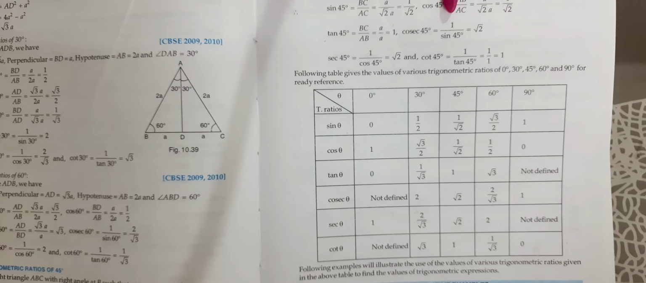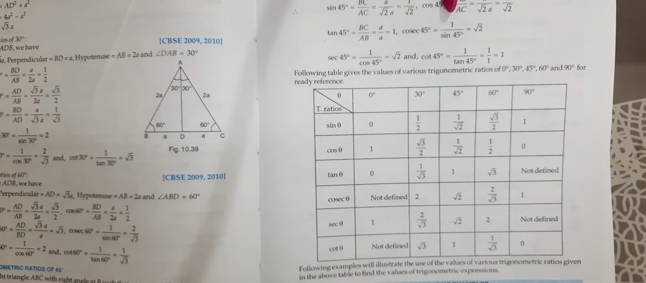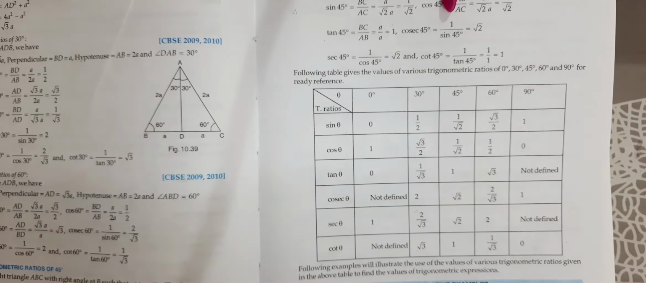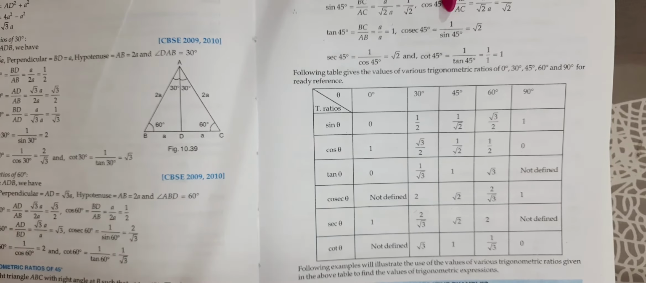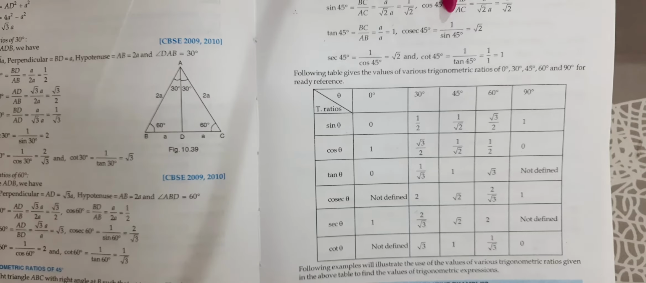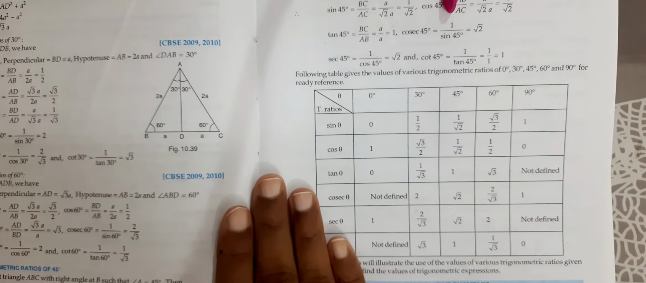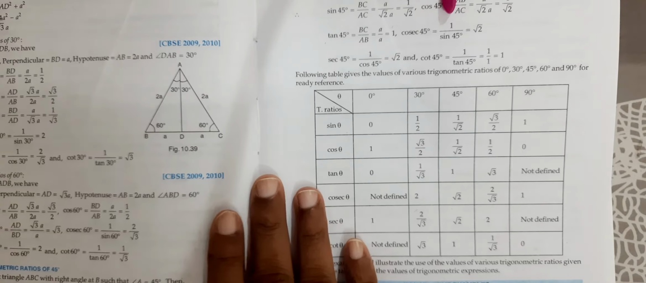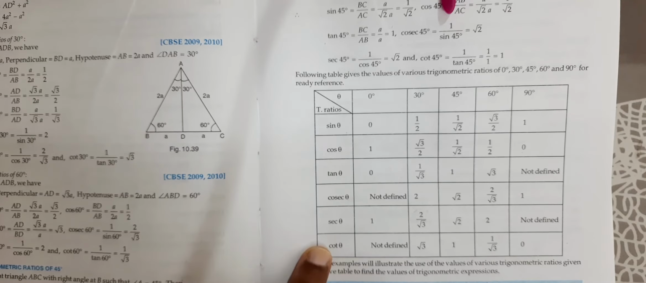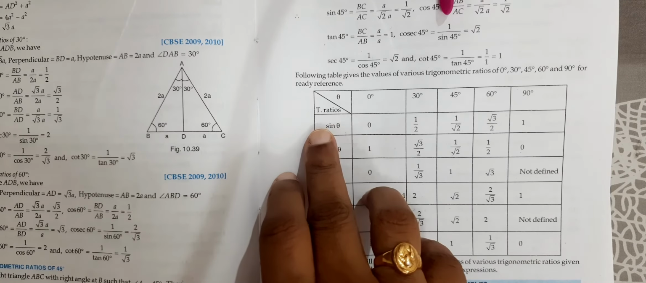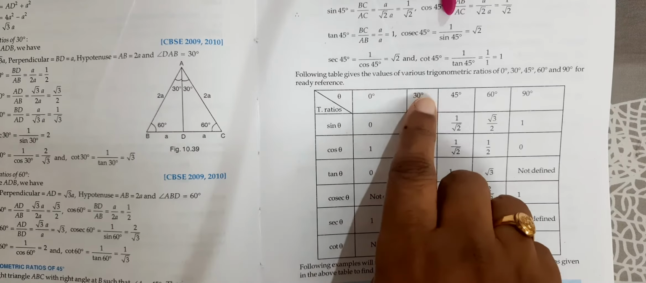So today in this video we are going to discuss values of trigonometric ratios for certain standard angles and the applications of that, which is exercise 10.2 from R.D. Sharma new edition. Okay, so now first let us see the values of trigonometric ratios. How many trigonometric ratios do we have? Six trigonometric ratios are there, and values of these trigonometric ratios for certain standard angles.